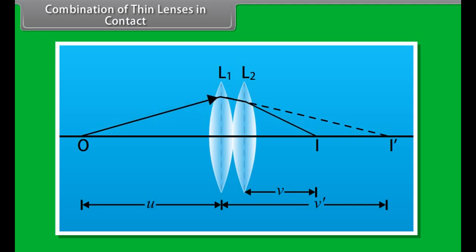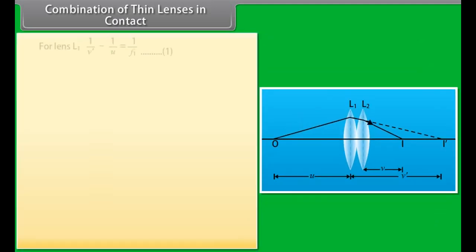L1. The lens L1 deviates the rays towards I', that is, I' is the image formed by the first lens L1 alone. If v' is the distance of image I' from the lens L1, then for lens L1, 1/v' minus 1/u is equal to 1/f1, name it as equation 1.